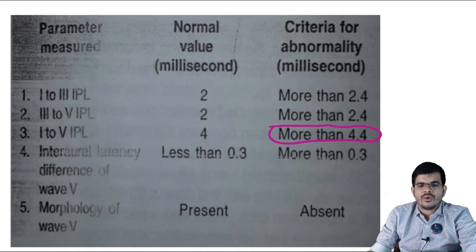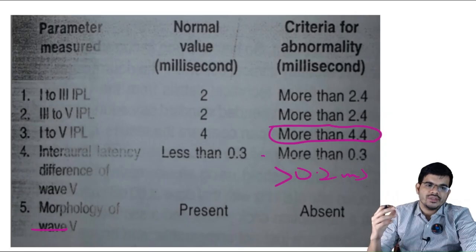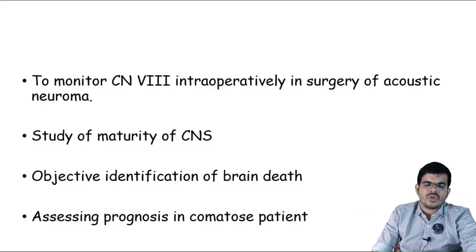Okay, and interaural latency, it is actually more than 0.2 is enough, and the wave 5 may be absent if it is a large tumor. Okay, that is also diagnostic of a vestibular schwannoma. What else can you look for?